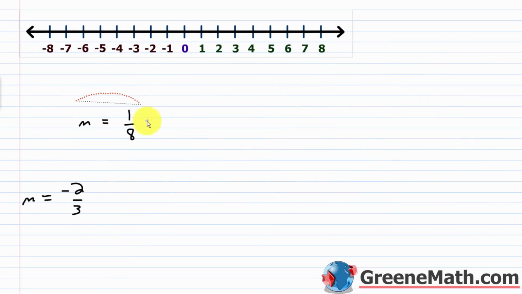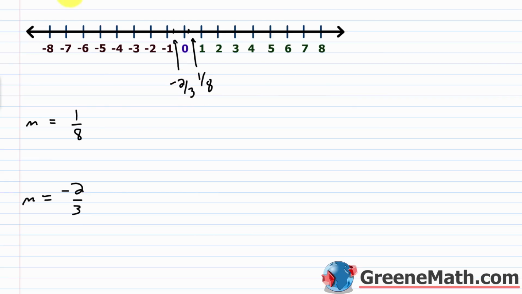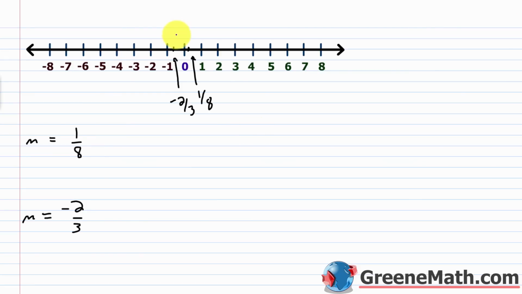So let me kind of scooch this down a little bit. So 1/8, let's just say that's about right here. So let's just say this is 1/8. And -2/3, let's just say that's about right here. So this is -2/3. And it doesn't need to be perfect. We're just doing this for a visual representation. So I'm going to make a little vertical bar there and there. This is region A, B, and C.